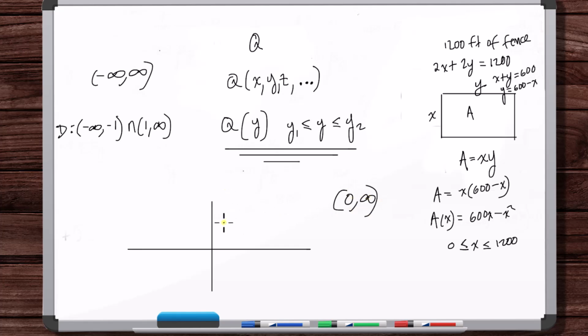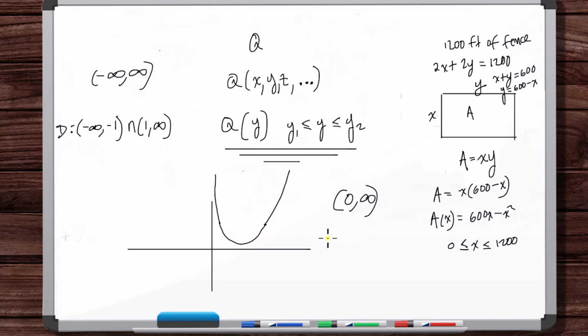You take the limit as x approaches 0 from the right. Let's say that goes to infinity. Now you take the limit as x approaches infinity of the function. Let's say that also goes to infinity. Now you look for critical points. Let's say there's only one critical point, right here. You determine that's a local min.